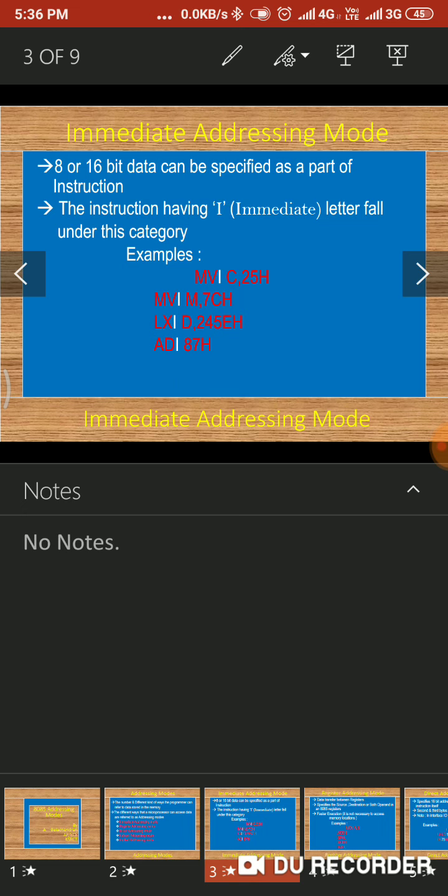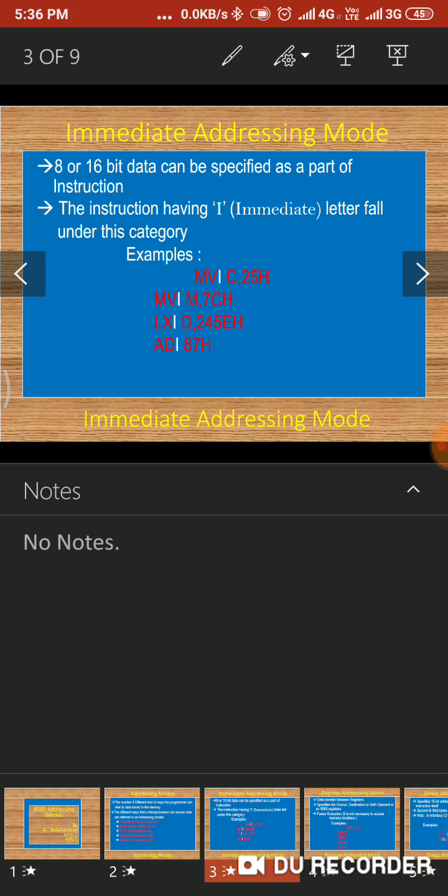Okay, the 1 will be the default. If we want to increment by 2, we have to write INR L twice in continuous instructions. So that is register addressing mode, which means data will be transferred from one register to another register, is called the register addressing mode.